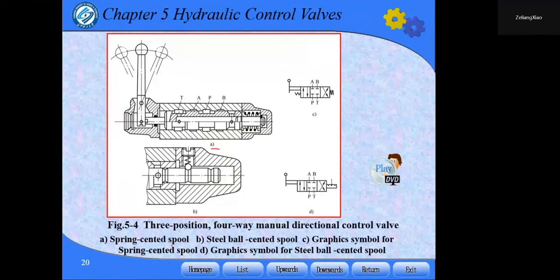Figure A shows the green central spool, and it is the steerable central spool. Figure C is their graphic symbol. This is the four-port valve. Instead, we have three positions, so we have three squares.